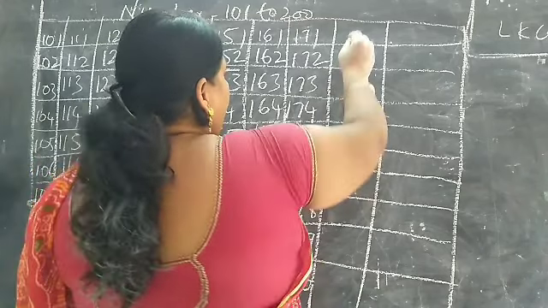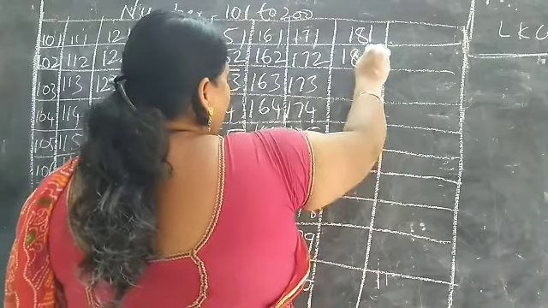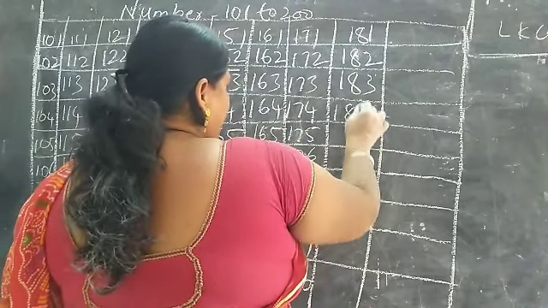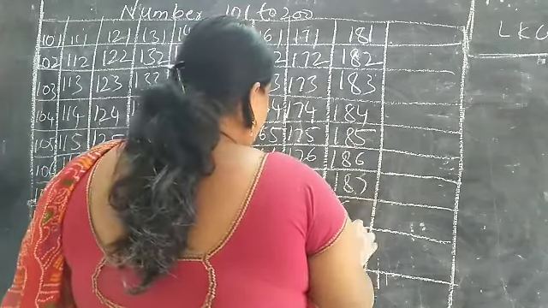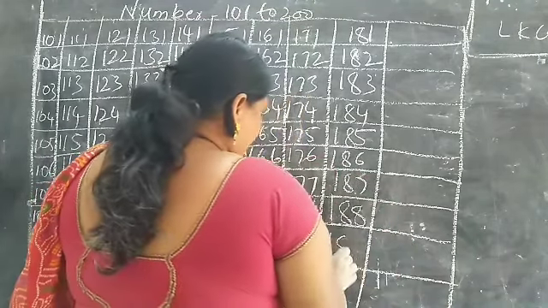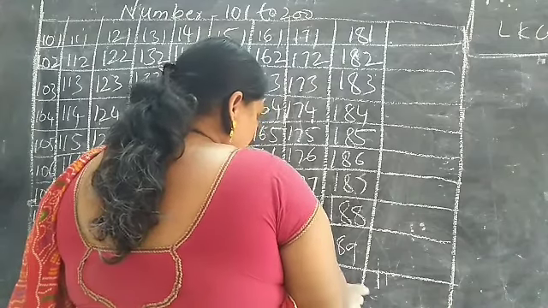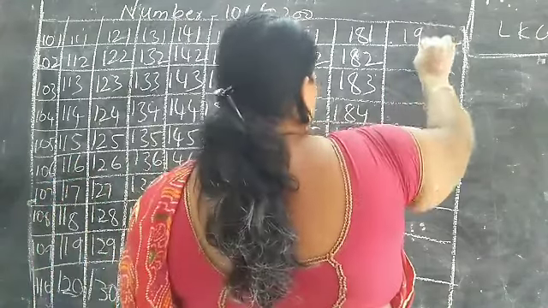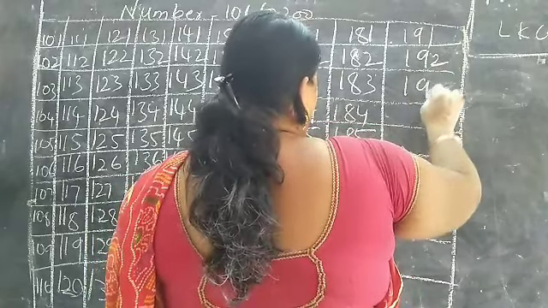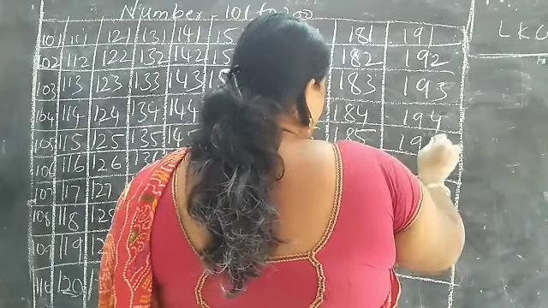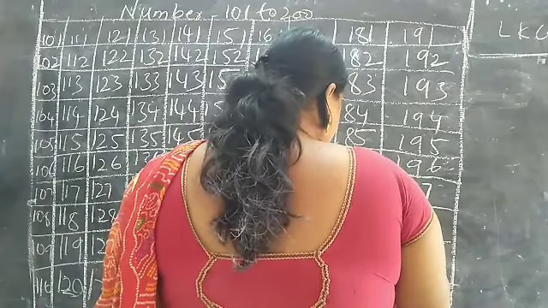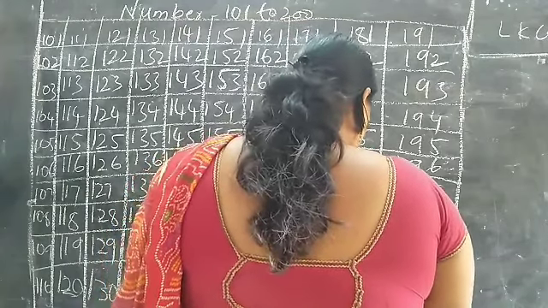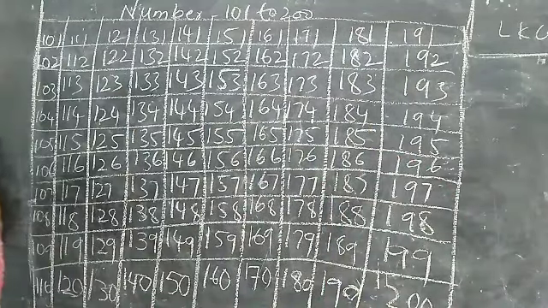168, 169, 170, 171, 172, 173, 174, 175, 176, 177, 178, 179, 180, 181, 182, 183, 184, 185, 186, 187, 188, 189, 190, 191, 192, 193, 194, 195, 196, 197, 198, 199, 200. So write neatly in your classroom book now, children. Okay?